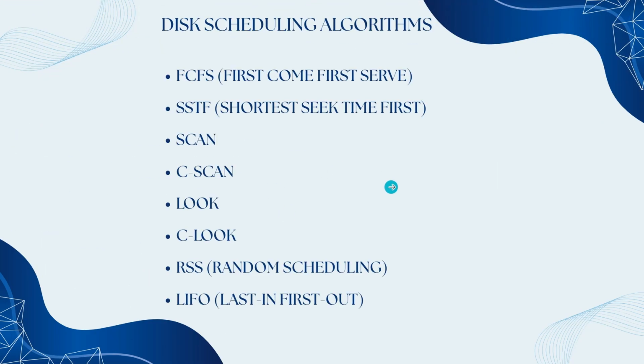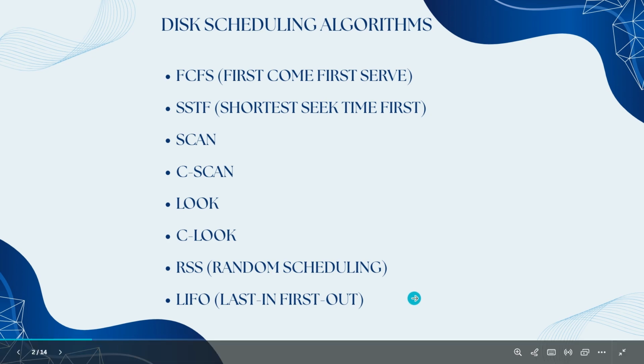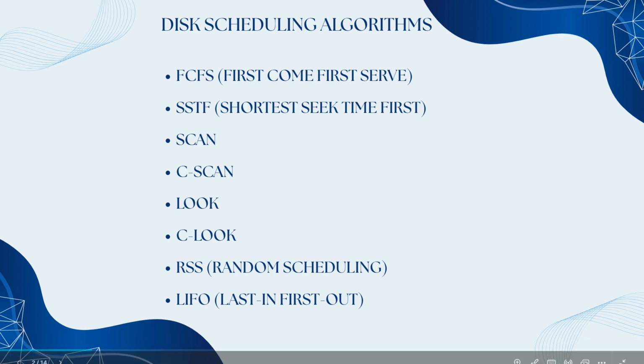These are the types of scheduling algorithms: FCFS, first come first serve scheduling, SSTF, shortest seek time first scheduling, SCAN disk scheduling, CSCAN disk scheduling, LOOK scheduling, CLOOK scheduling, random scheduling, last in first out disk scheduling.